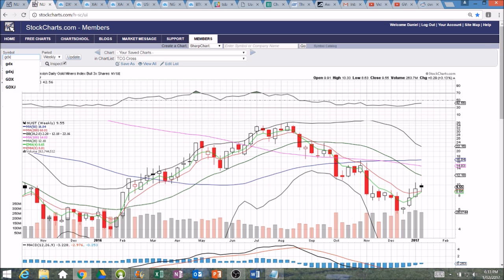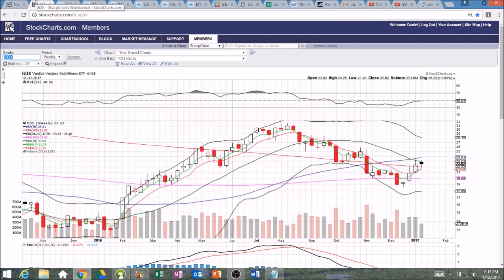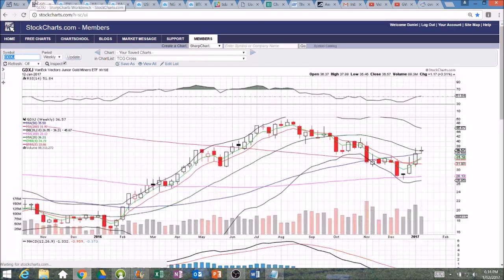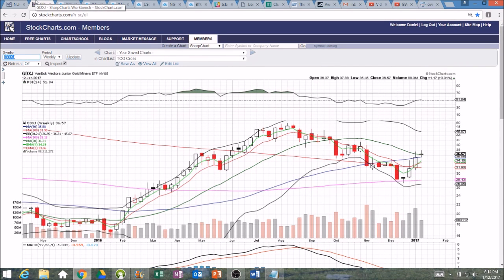Let's look at the non-leveraged here. GDX rejecting from its middle Bollinger Band weekly resistance, 2303. GDXJ right at that middle Bollinger Band, but it would still be a bearish reversal doji if we closed right here, a little spinning top. So again, you need to make your own decisions here. I'm not telling you whether to buy or sell, but this is just my opinion.